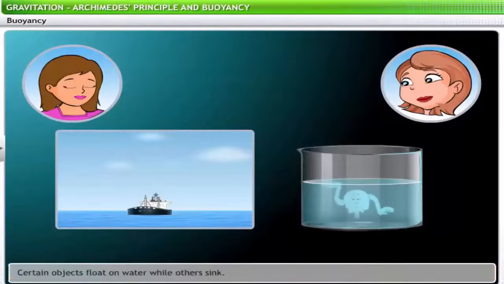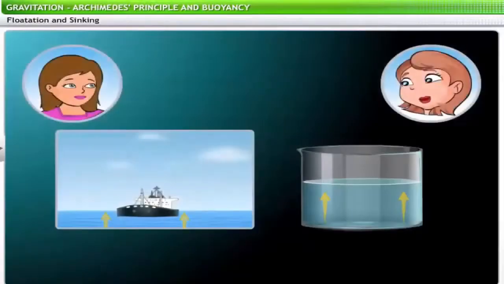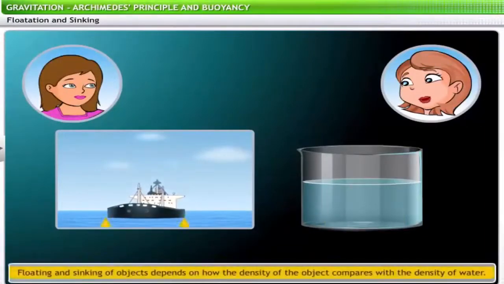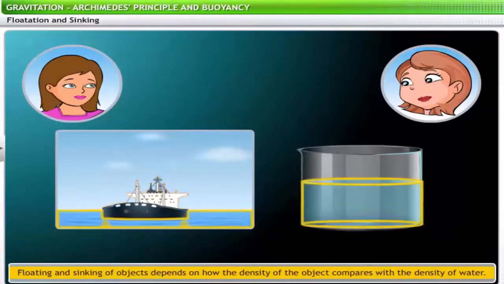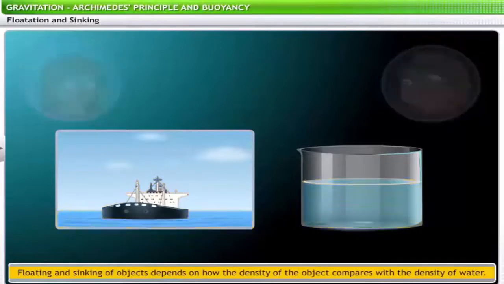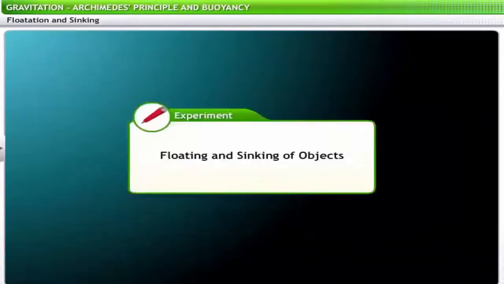The concept of buoyancy explains why certain objects float on water while others sink. All objects experience buoyant force when immersed in water. Floating and sinking of objects depends on how the density of the object compares with the density of water. An experiment will help illustrate this concept.